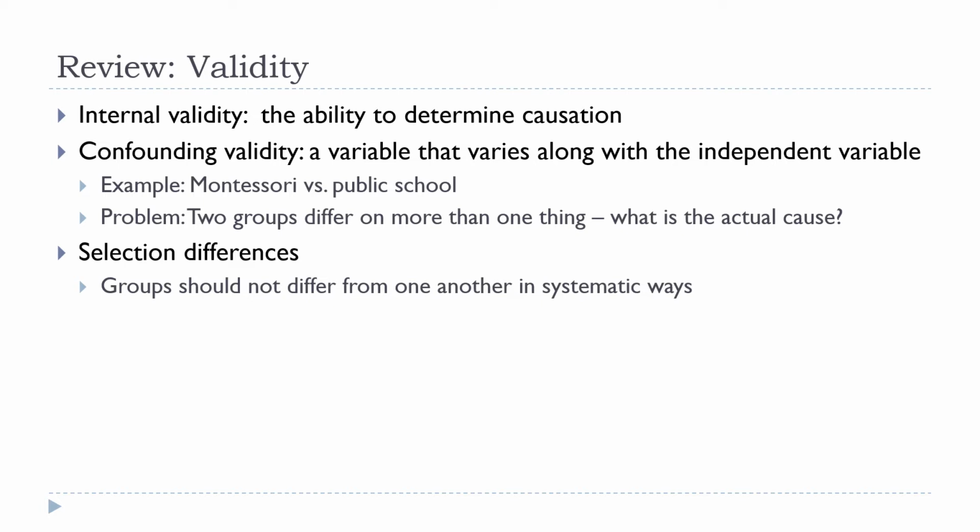Another term I want you to be familiar with is that of selection differences. That just says that groups should not differ from one another in systematic ways. If they do differ from one another in systematic ways, then that could be a potential confound.